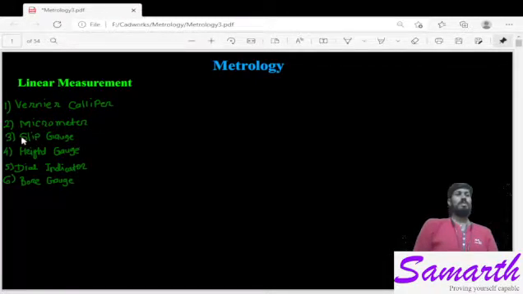Then we will see the remaining methods of linear measurement in short, like slip gauge, height gauge, dial indicator, bore gauge. So let us start with Vernier caliper.